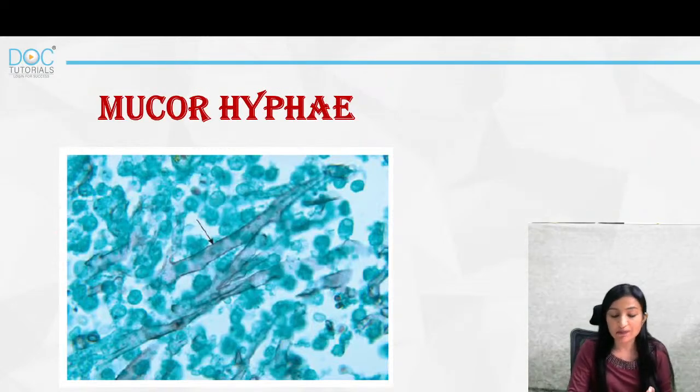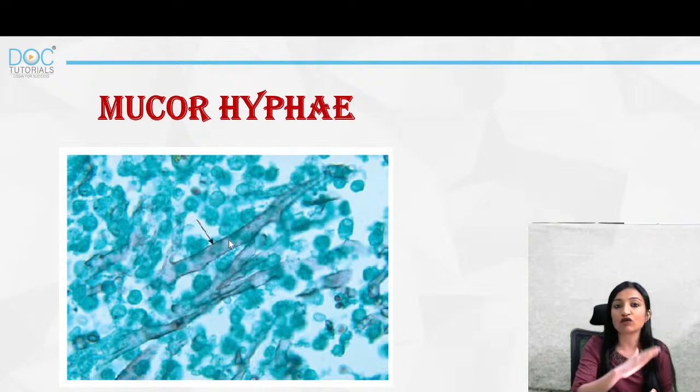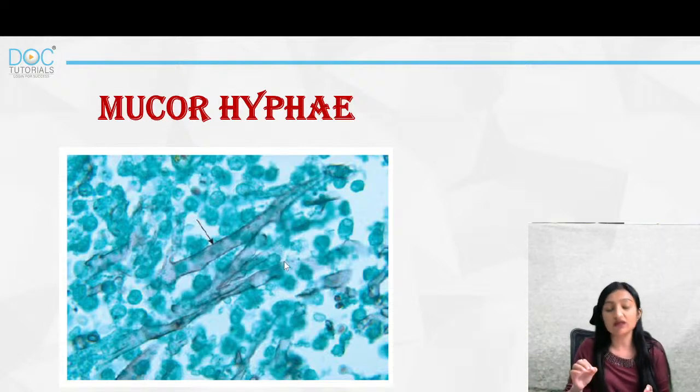Now this is a picture depicting the hyphae of Mucor. As you can see, the hyphae of this class of fungi are broad and irregular, and they are ribbon-like. They look like ribbons like this.